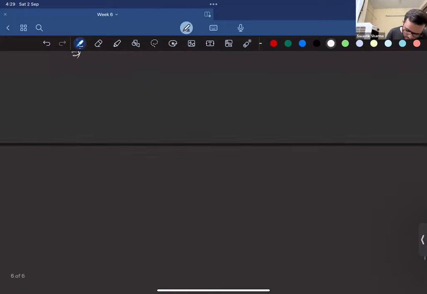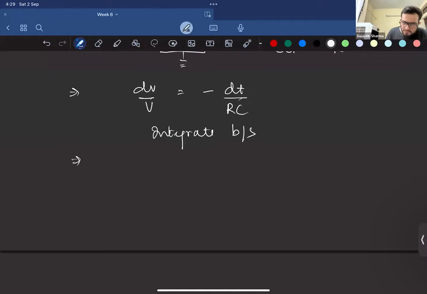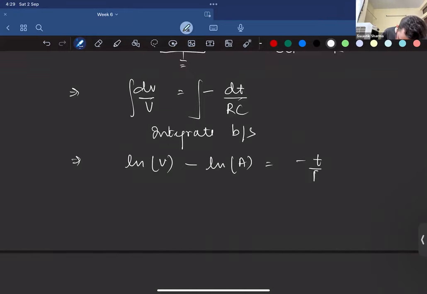What do we get? This results in natural log of V. Since it's an indefinite integral, there will also be one more term, a constant, let's say ln A. Just assume there is some constant after the integral. On the other side, it will be minus t by RC.